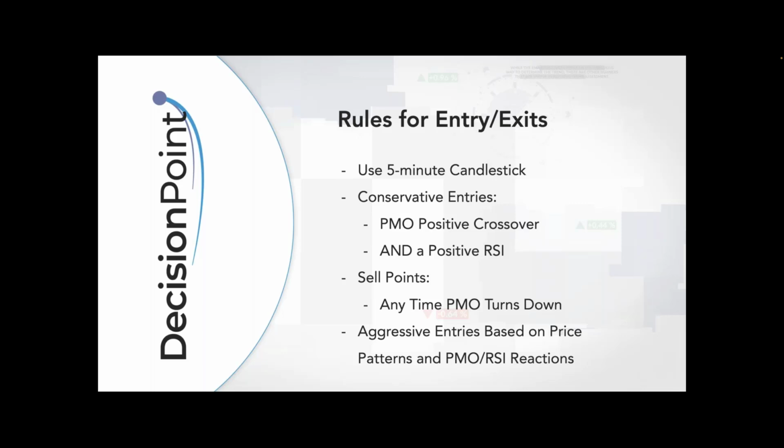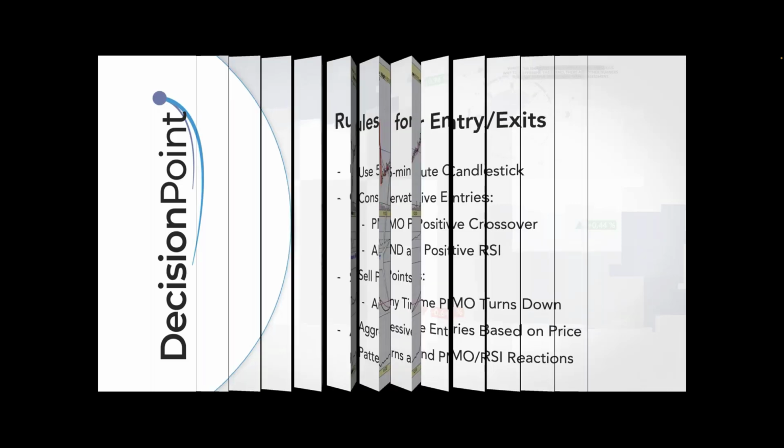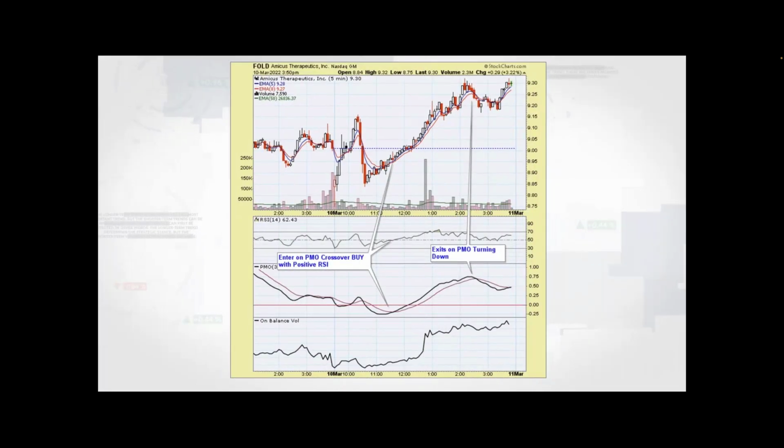The aggressive entries are where it gets a little more tricky, but we'll talk more about those in a moment. So let's look at a basic 5-minute candlestick chart, and I'm going to show you quite a few of these so that you really get a sense of what we're doing here. So here is your conservative entry. That was when the PMO gave me that positive crossover and we had the positive RSI.